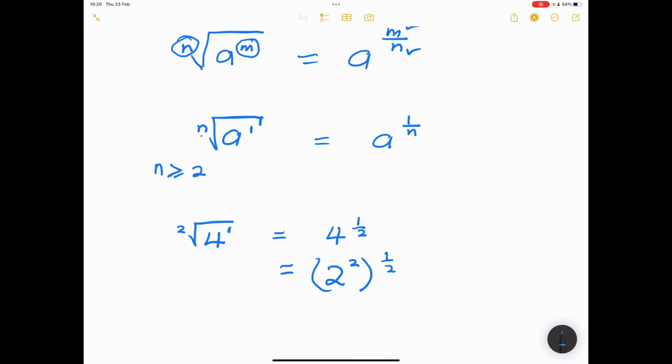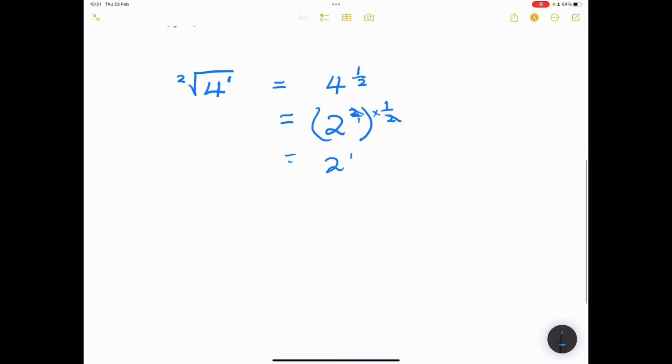I'm going to talk about the rules in just a bit. And of course, we know that's 2 over 1 multiplied by 1 over 2. So the 2's cancel there, and you're left with 2 to the exponent 1. And of course, that gives us 2. So the square root of 4 is 2 in that way.